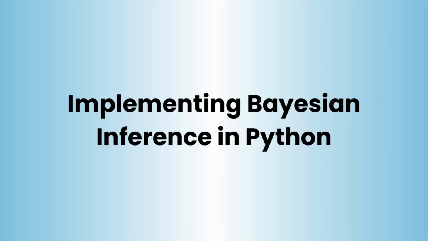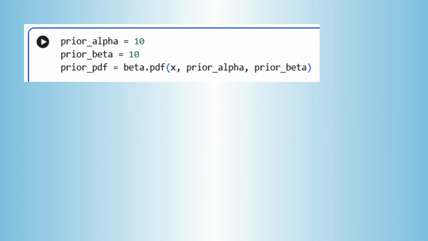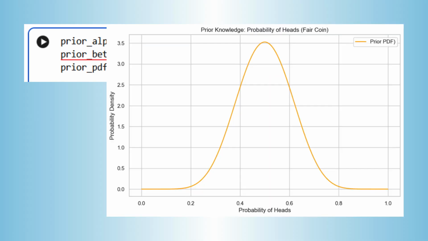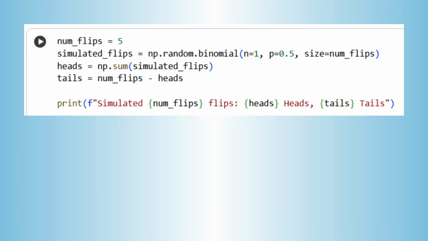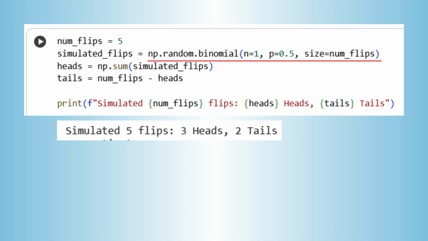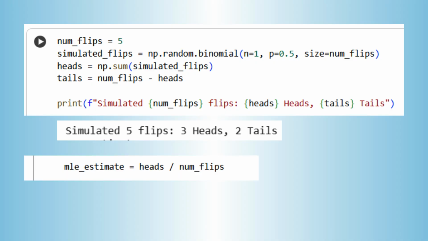For this example, we assume the coin is fair with the probability of head being 0.5. We generate a probability density function with prior alpha and beta as 10, which returns a bell-shaped curve with center at 0.5. This probability 0.5 is the prior knowledge we have. Let's now simulate the coin flip about 5 times, which resulted in 3 heads and 2 tails. Please note that this could vary if you run this code for yourself. This makes the maximum likelihood estimate 0.6.